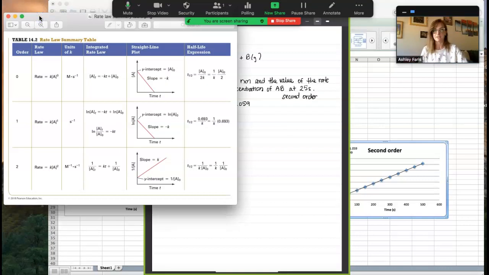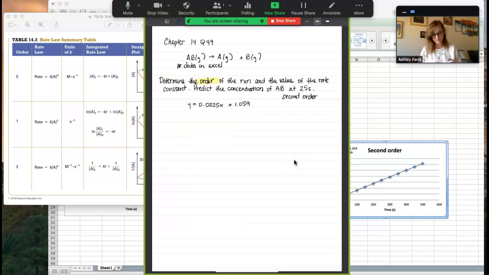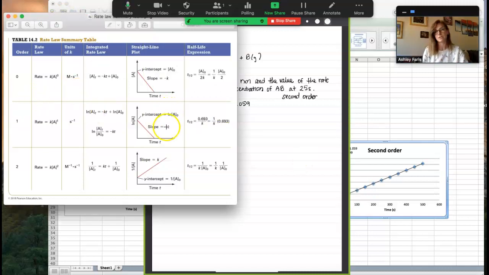So if you pull up your rate law summary table, we follow second order kinetics. The units of the rate constant are provided here, and the slope of the line is equal to the rate constant. So that's why I wrote the equation down. So it looks like k is equal to 0.0225 inverse molar inverse seconds. So you can get that from the slope of the line. Now if it was 0 or first order, then the slope is negative k. So just be mindful of that.